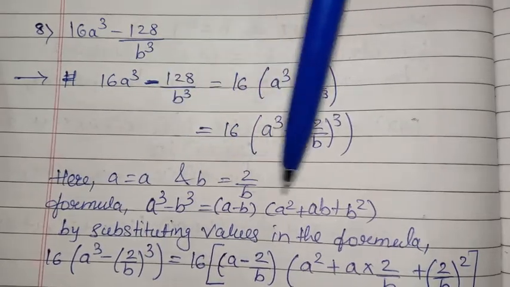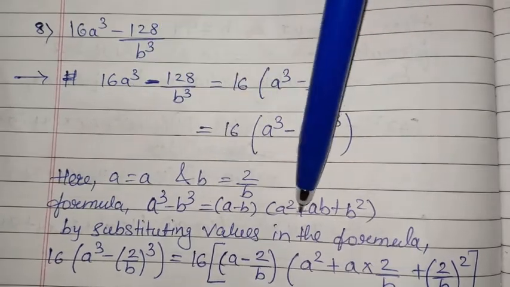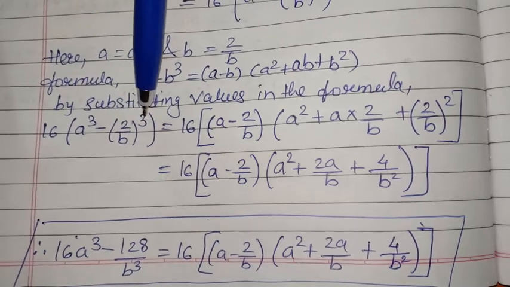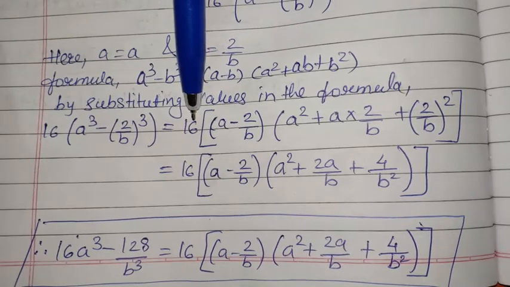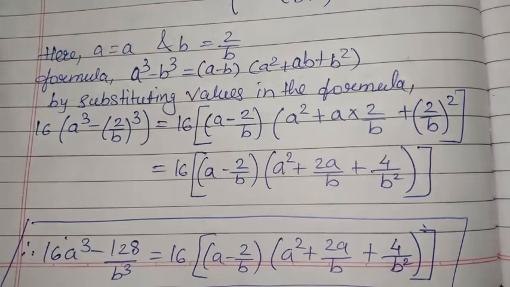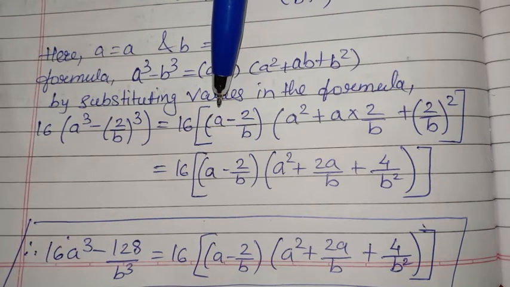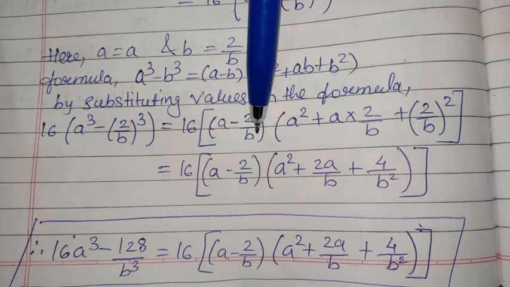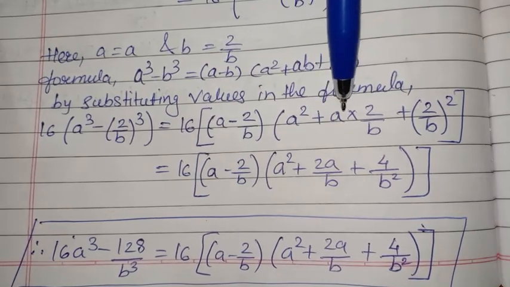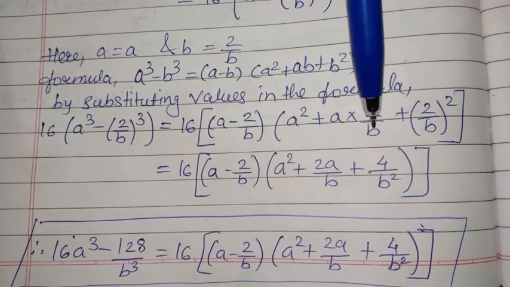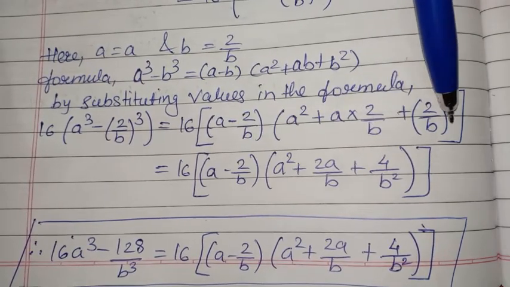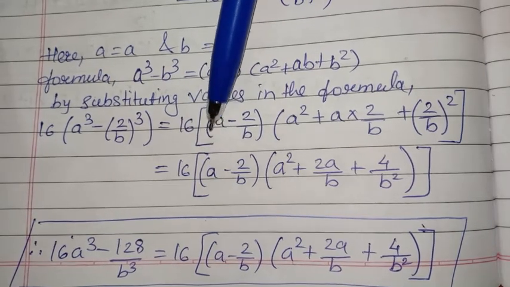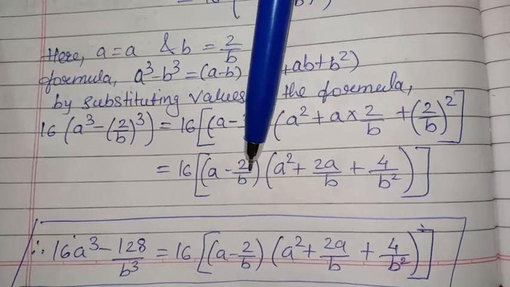Now write down the formula in the next step. By substituting values in the formula, 16 into (a cube minus (2 upon b) cube) is equal to 16 common. In each step it will remain common. So a minus b is a minus 2 upon b. A square plus ab is what? A into 2 upon b plus b square is (2 upon b) square. Next step, 16 common as it is in the bracket. This first one will remain as it is.